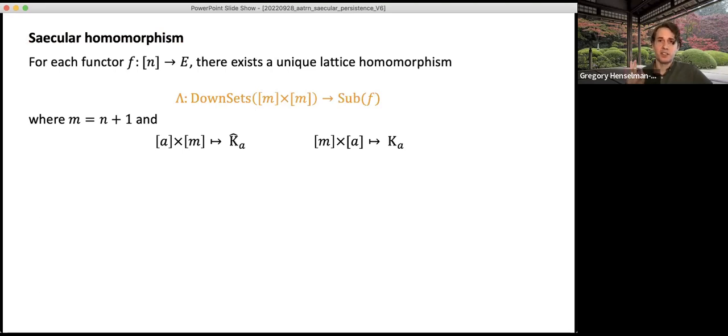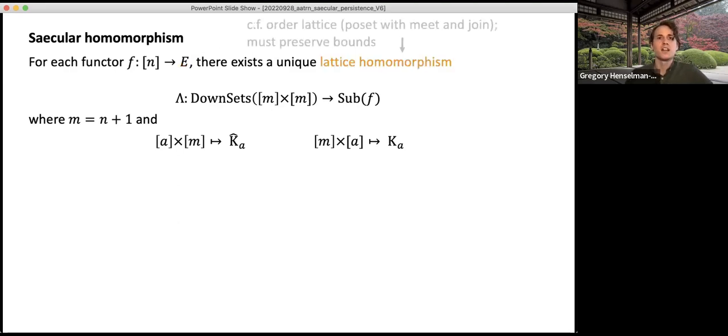And the key thing is that we're going to define a lattice homomorphism, and we're going to denote that lattice homomorphism by lambda. We'll construct it for any persistence module from a finite totally ordered set into an abelian category. And when I say lattice homomorphism, I'm referring to an order lattice, i.e. a poset with meets and joins, and will require that homomorphism to preserve the top and bottom elements. Here, m is equal to n plus 1, where n is the number of elements in our index category.